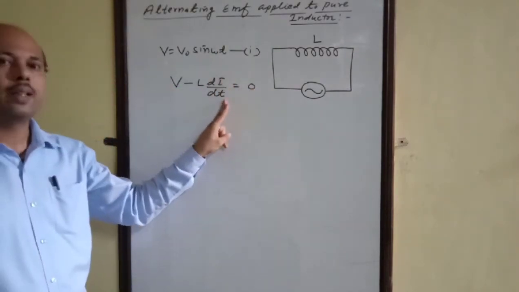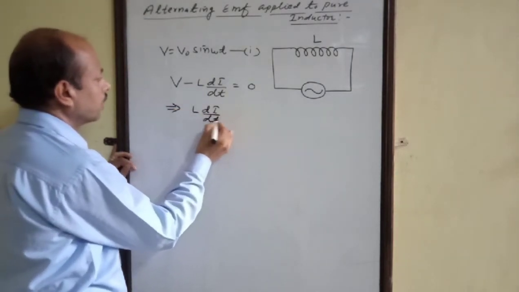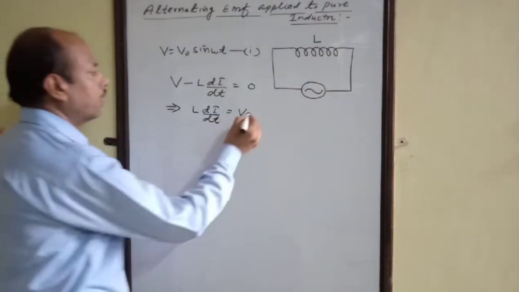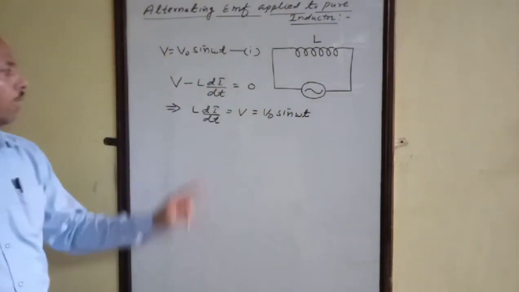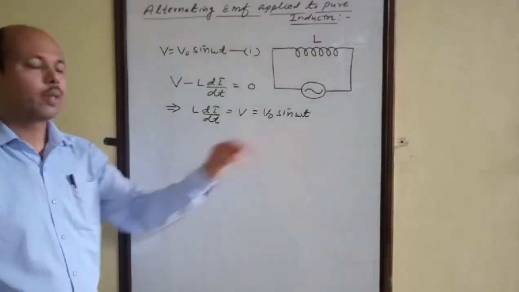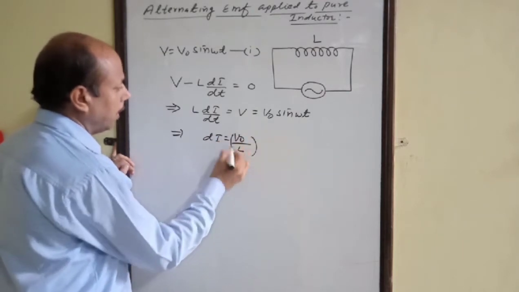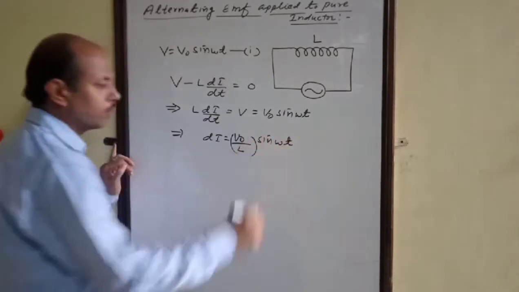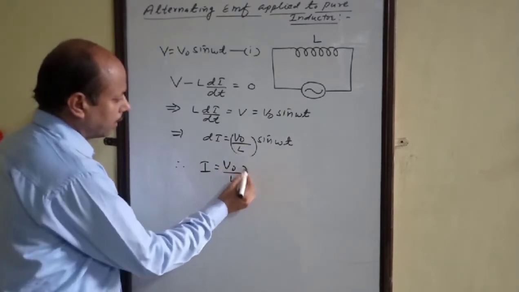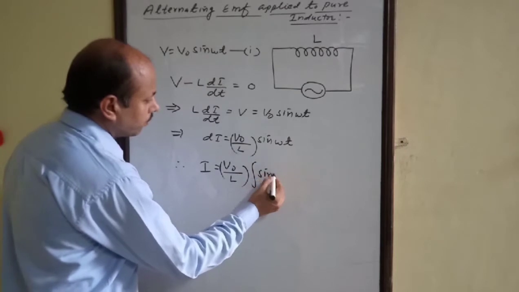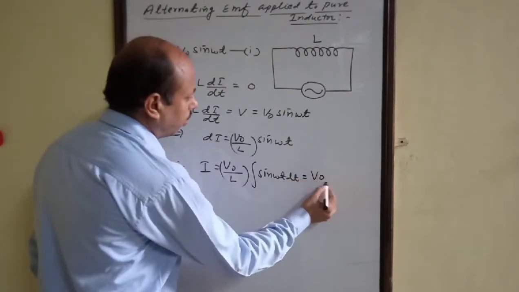V minus L di by dt equals 0, and then L di by dt can be written as V, which can also be written as V naught sin omega t. So L di by dt equals V naught sin omega t, and that implies di equals V naught by L sin omega t dt. Therefore we have to find I. I will be equal to V naught by L, a constant, times the integration of sin omega t.